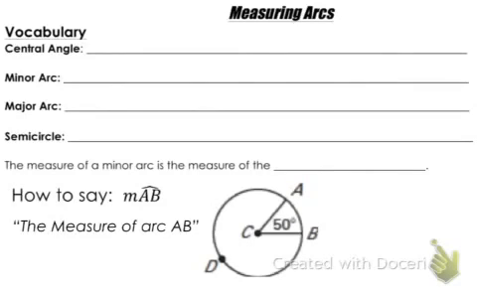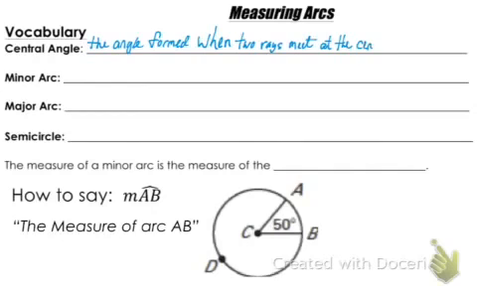Okay, let's start with our first vocabulary word, a central angle. The angle formed when two rays meet at the center of the circle. An example in this picture of a central angle would be that angle C right there.